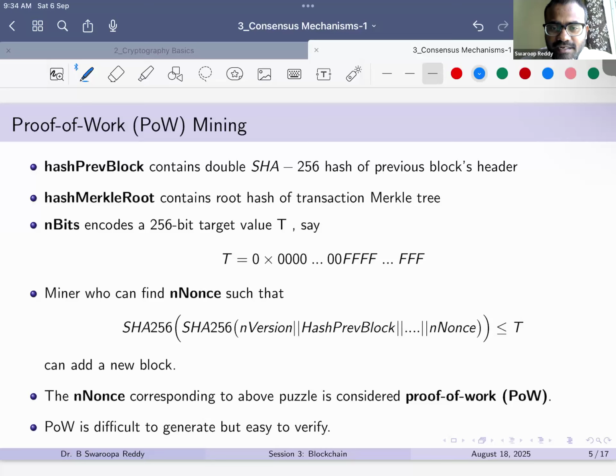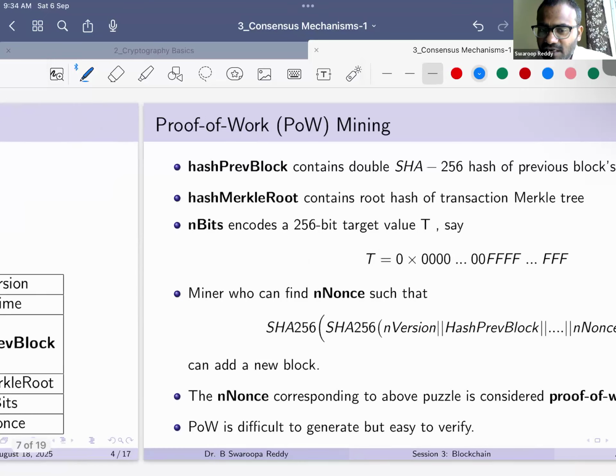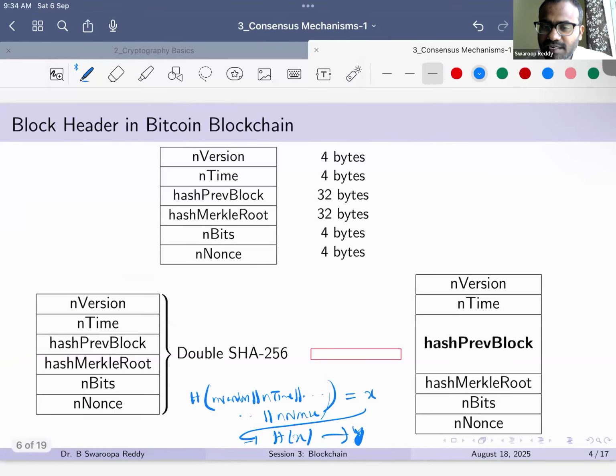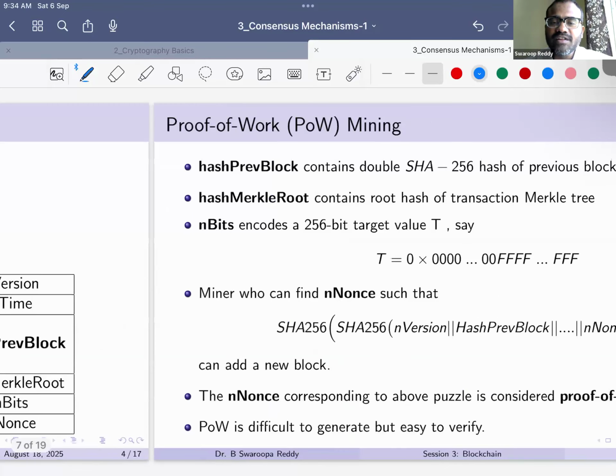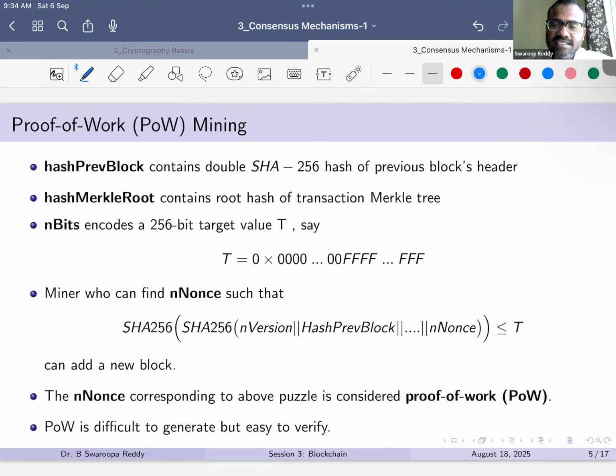So how will this be done? Here we are computing the hash, right? How does the computation of the hash happen? It is through the double hash. Double hash means we first compute the hash over all the values of the block header. Then the result of that, which is called x, is hashed again with the hash function to get the final hash value y, right? So here this puzzle will be something like this: double hash SHA-256 of n version, hash previous block, and n nonce.